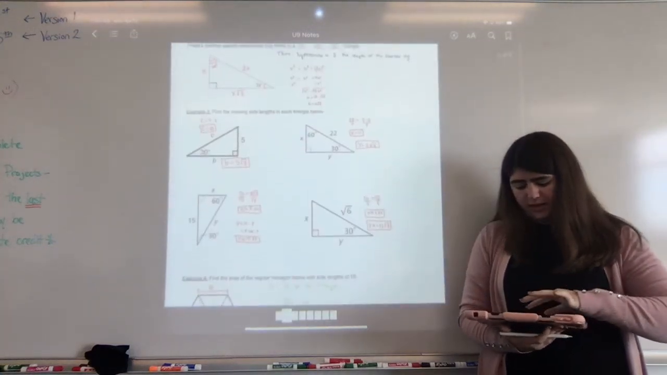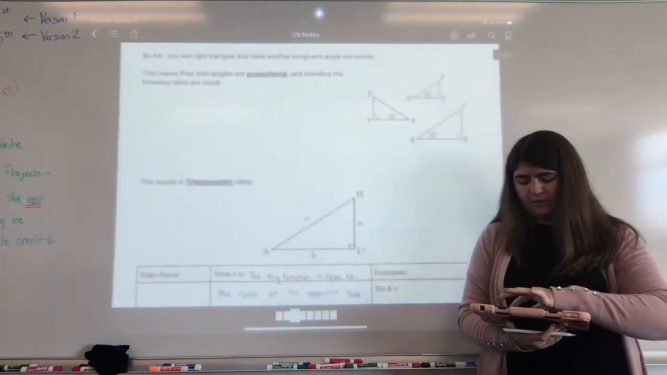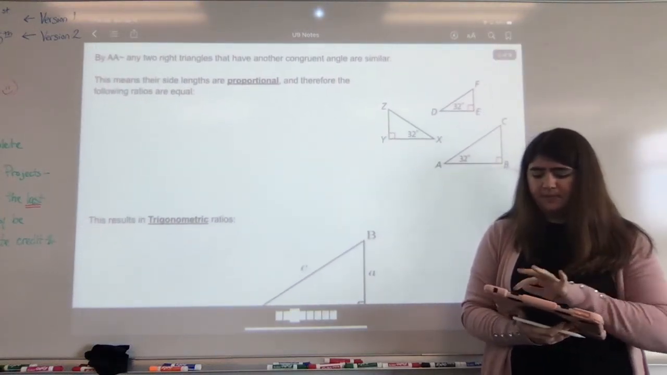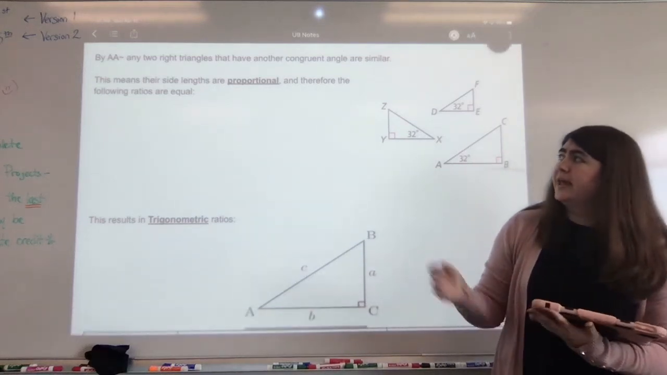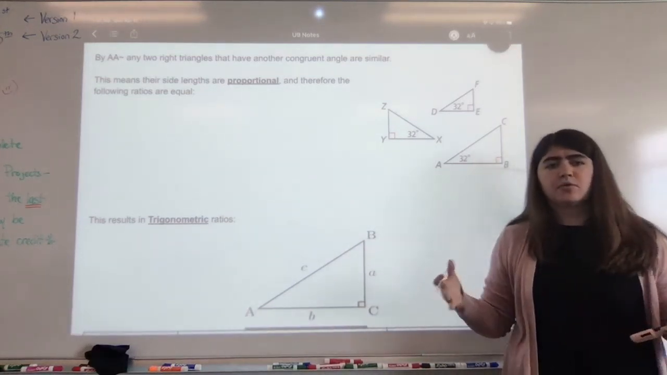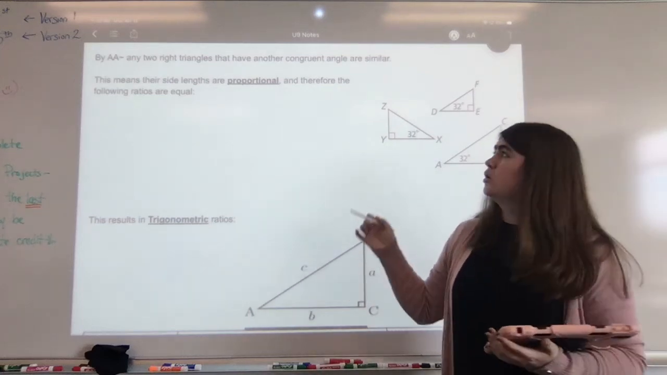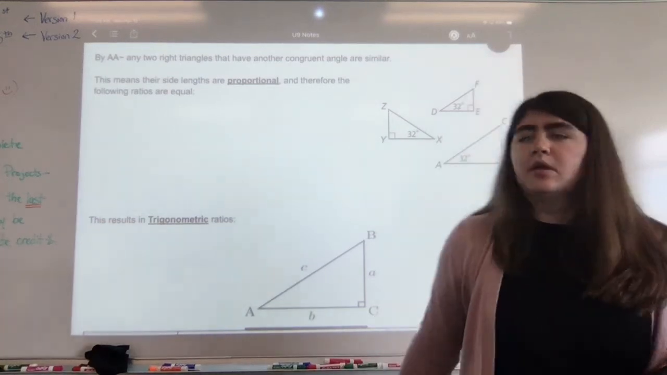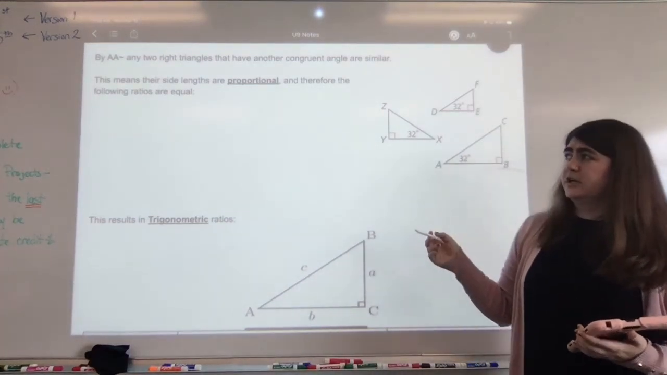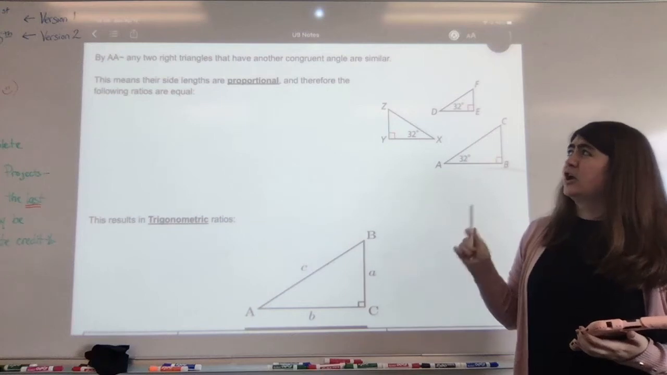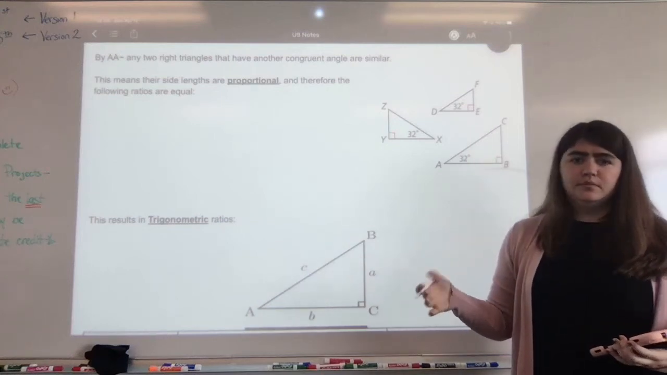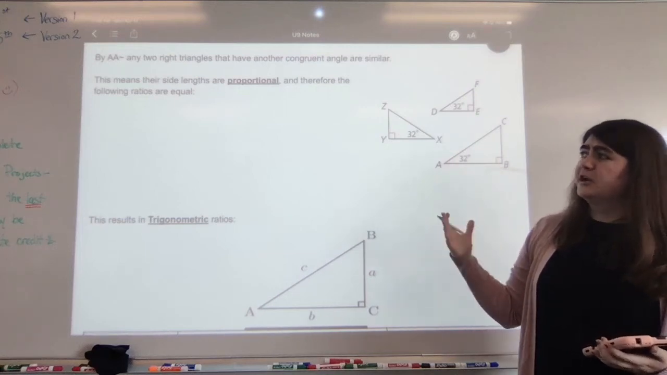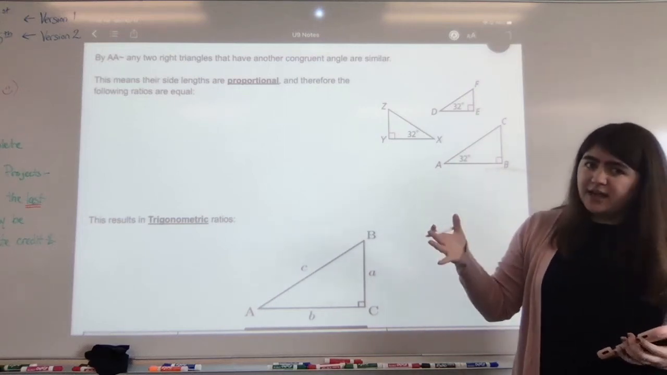If we turn the page, you're going to find that there's a bunch of terminology here. And before we get into it, a little bit of background. Last section, we worked a lot with ratios and triangle similarity, and one of our theorems was the angle-angle theorem. By the angle-angle similarity theorem, any two right triangles that have another congruent angle are similar. That means that in these triangles, their side lengths are proportional, and therefore the following ratios of the side lengths are equal.